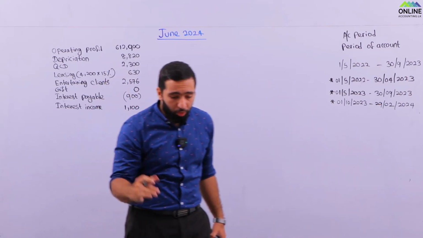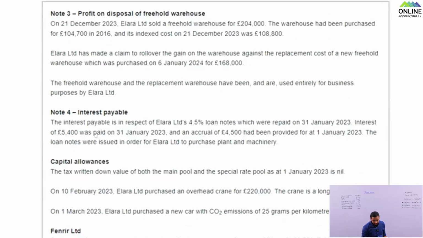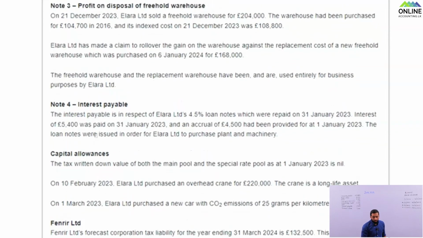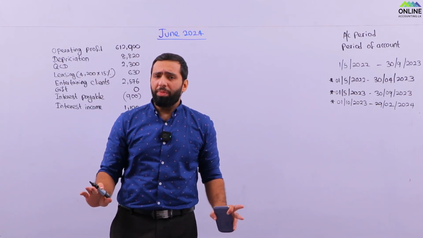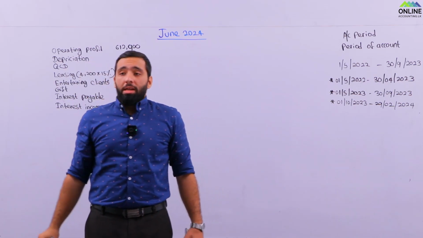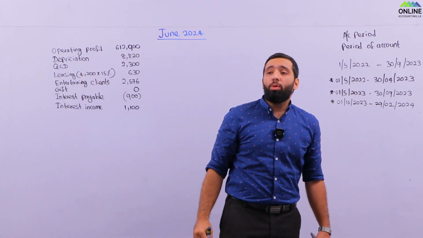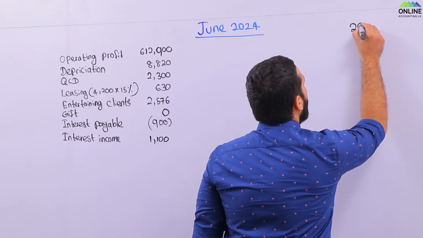Now we are moving on to the next adjustment, that is profit on disposal. Profit on disposal of freehold warehouse. Now, what is this? This person has sold the warehouse for how much? This person has sold the warehouse for 204,000. Okay, for 204,000.